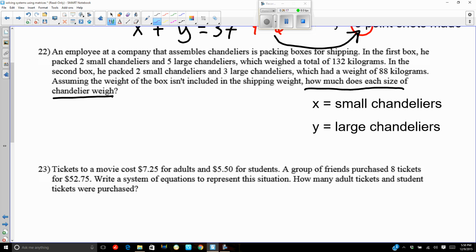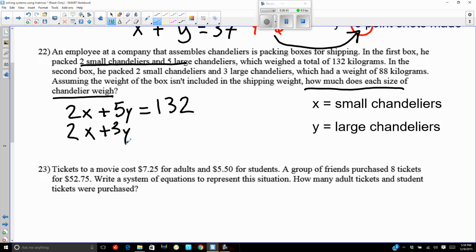So in the first box, he packed 2 small and 5 large. So that's 2x plus 5y. And the total weight is 132 kilograms. And in the second box, he packed 2 small chandeliers and 3 large chandeliers, which had a total weight of 88. There's the setup. Leave the solving for you guys. The work, go ahead and check the work. I will give you the answer here in about 10 seconds.